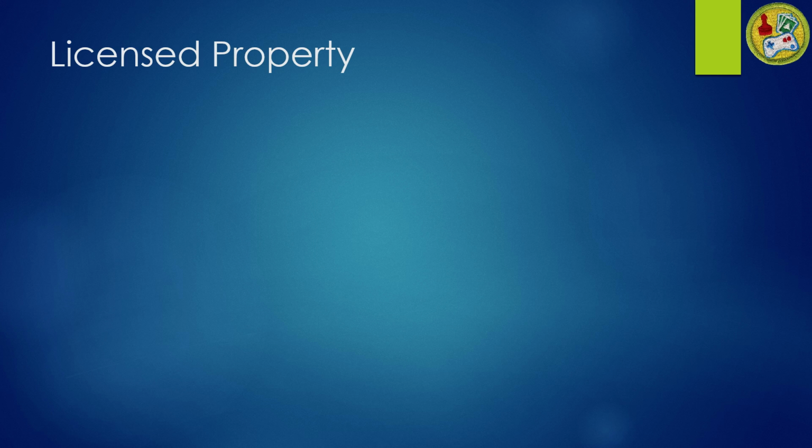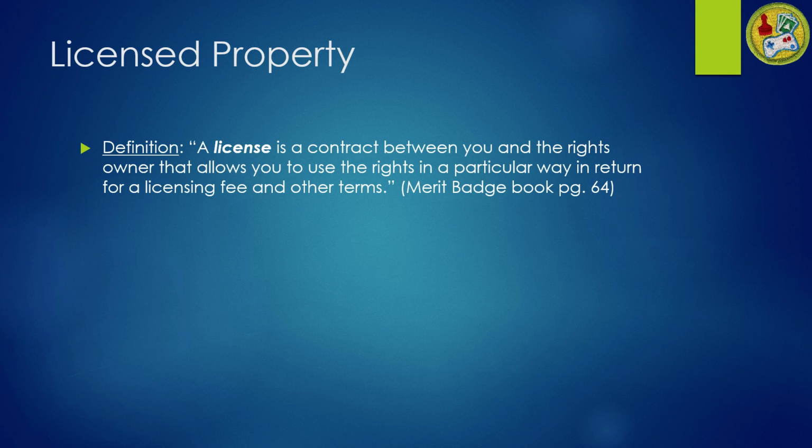Now for licensed property. The Merit Badge book gives us a good example on page 64. A license is a contract between you and the rights owner that allows you to use the rights in a particular way in return for a licensing fee and other terms. An example of this is the Star Wars franchise, which was owned by Lucasfilm and then acquired by the Walt Disney Company in 2012. You can find information on Wikipedia at the URL on the screen and the link in the video description.